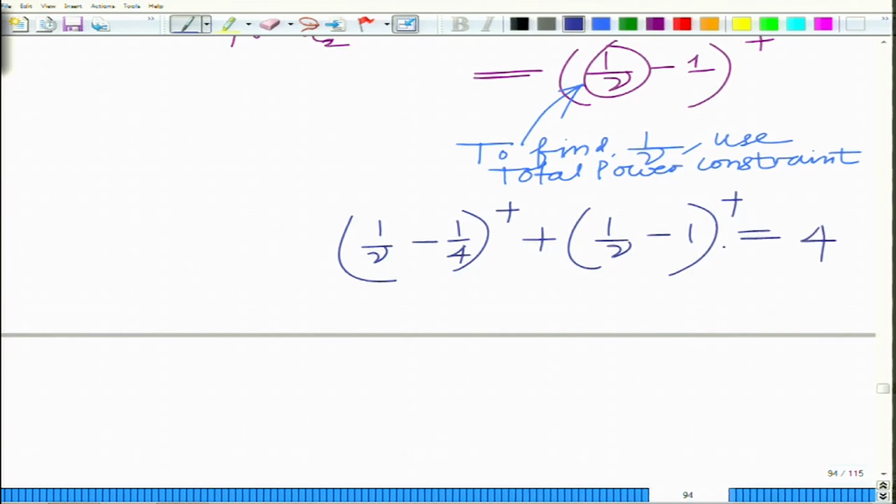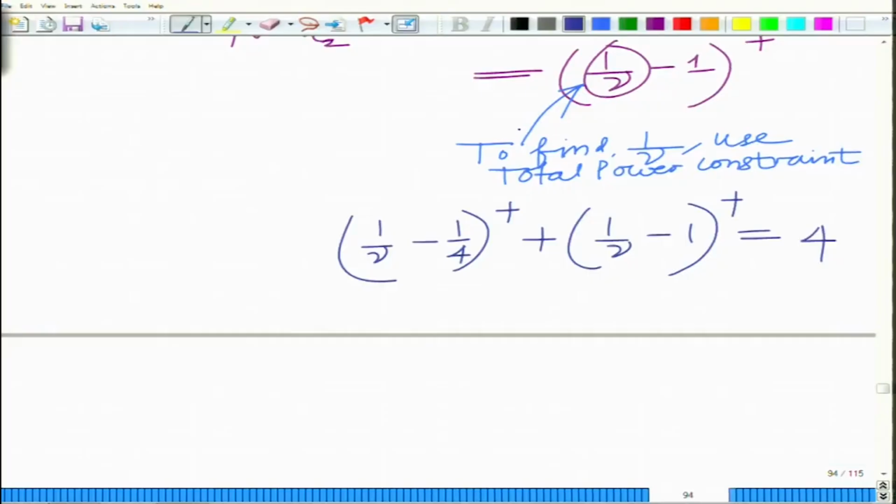Now, observe, we do not know what each of these quantities is, because this plus indicates that each power is equal to this quantity if it is greater than or equal to 0, and 0 otherwise. So, we do not know. That depends again on the value of 1 over nu, which we are trying to find. So, this is basically a non-linear equation, although it might not appear so, because of this function x plus, which makes it non-linear.